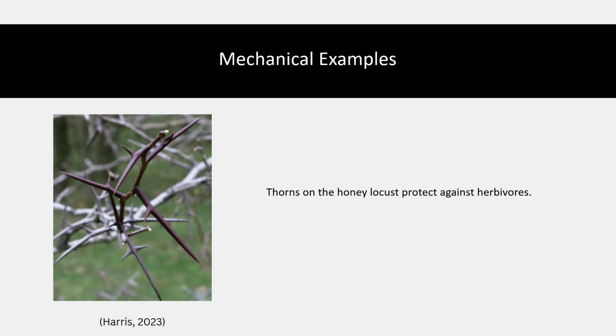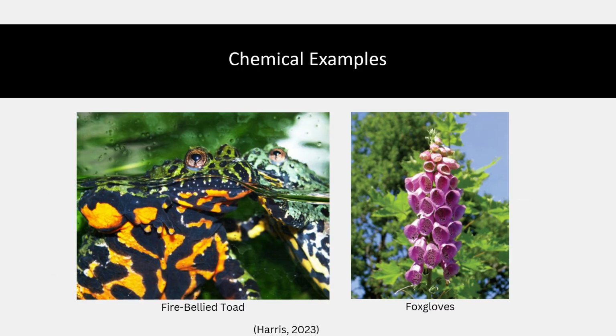Let's take a look at some of these defense mechanisms. Our first example, we have a honey locust that has a very long thorn poking out of it. This protects the plant from predation by probably some type of herbivore like a deer. We have chemical examples. The fire-bellied toad and the foxgloves both emit a substance that makes them unpalatable, and often these can be very toxic substances. In low concentrations, they probably aren't going to kill anything, but in higher concentrations, they potentially could.